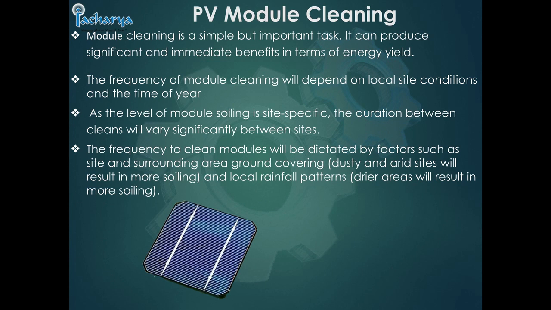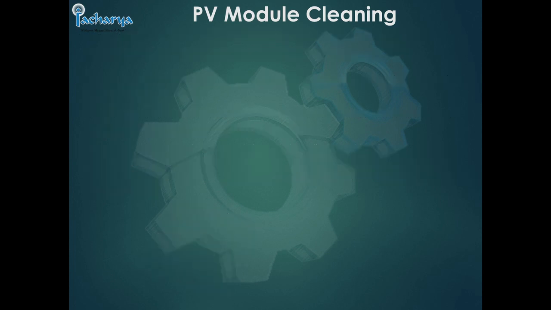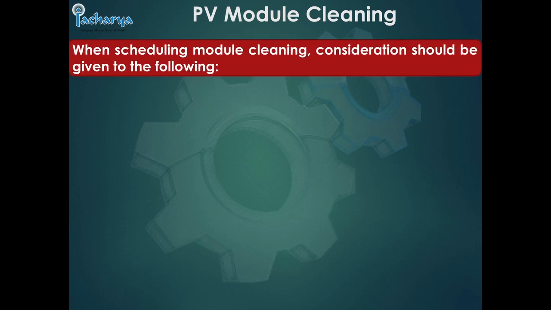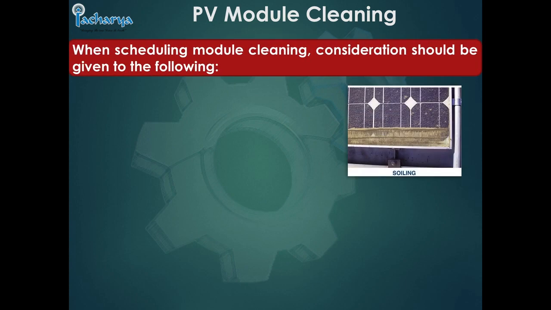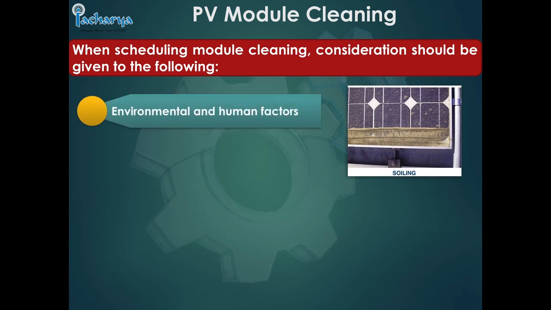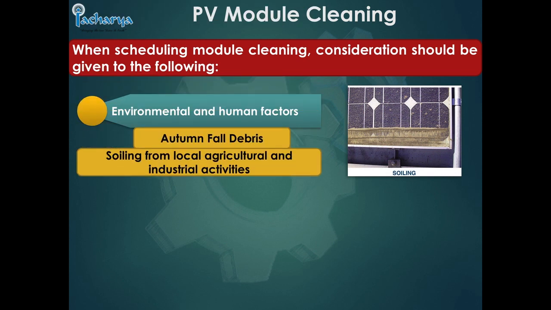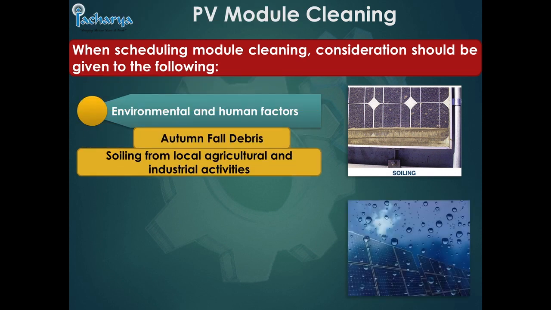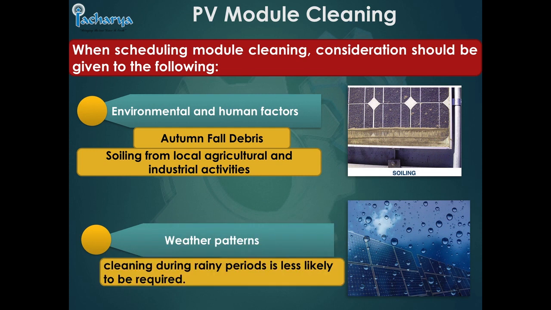Covering dusty and arid sites will result in more soiling, and local rainfall patterns, drier areas will result in more soiling. When scheduling module cleaning, consideration should be given to the following: environmental and human factors. For instance, autumn-fall debris and soiling from local agricultural and industrial activities. Weather patterns. Cleaning during rainy periods is less likely to be required.